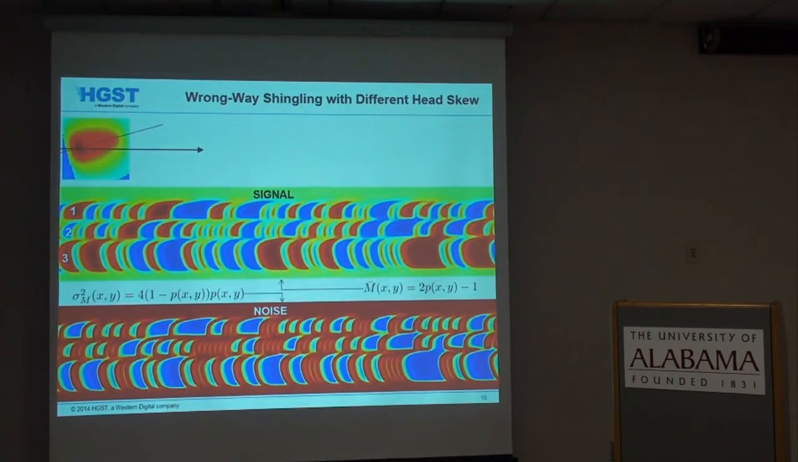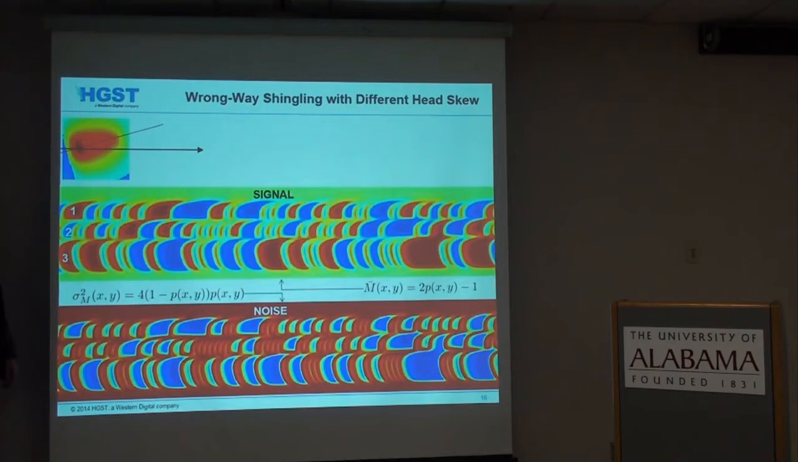Here's what happens if we go the other way. Now I've moved from the inner diameter to the outer diameter, perhaps. Now I write 1, 2, 3. Now this is a much worse system because we're always leaving the fuzzy edge when we write. It's the wrong way shingling. It's like trying to build a roof from the top down instead of bottom up. You can do that in recording as well.